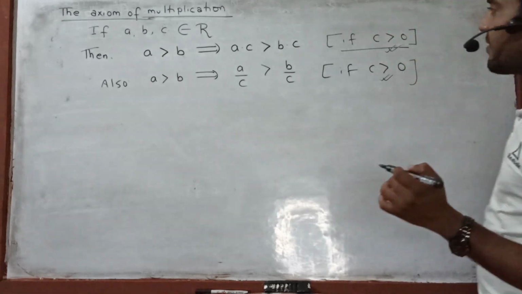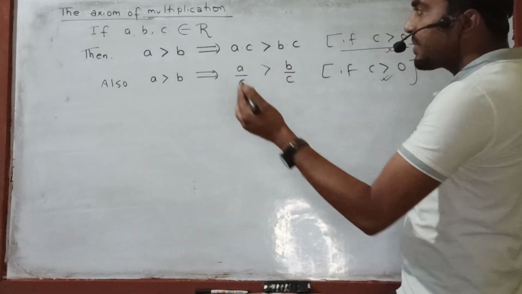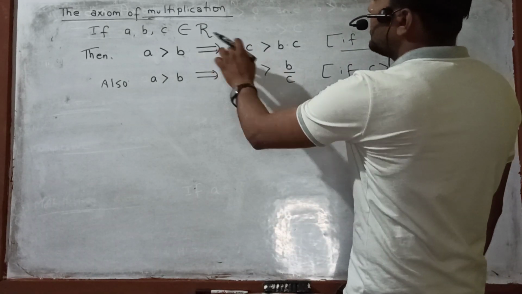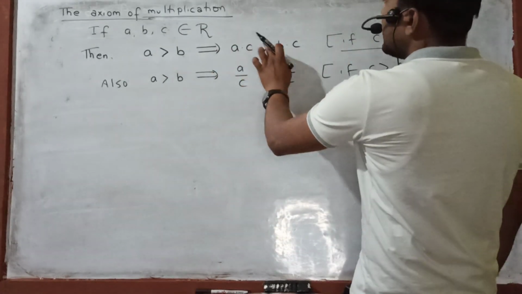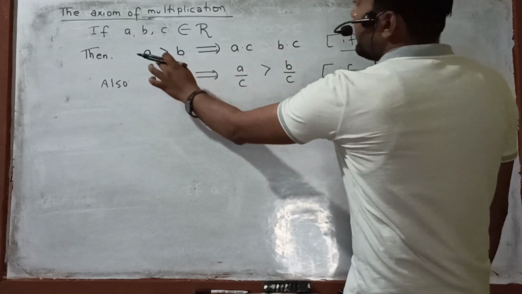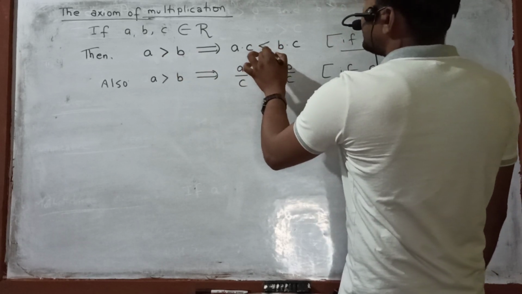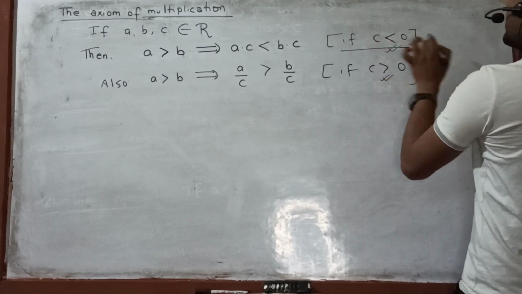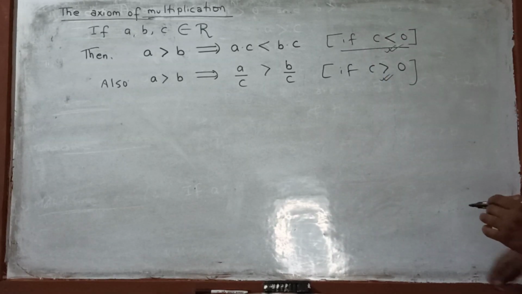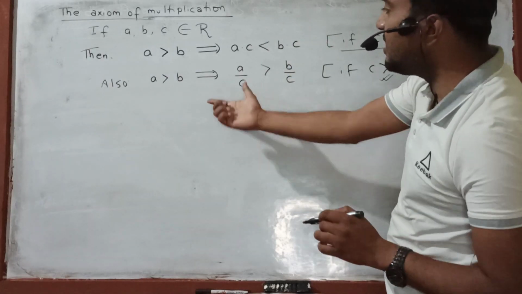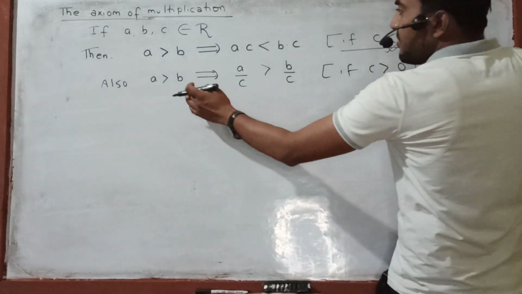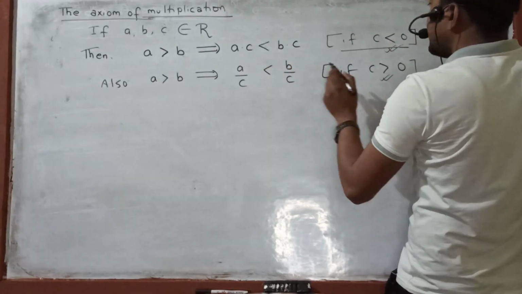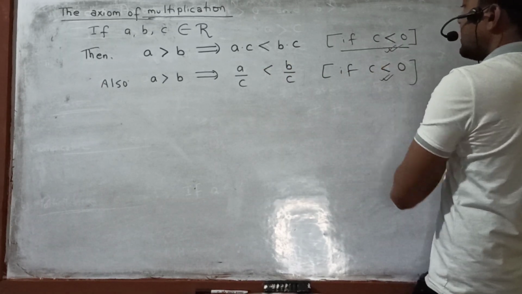And after this, again, if a is greater than b, and we are multiplying an equal quantity on both sides, then ac is less than bc. The sign will be changed if c is a negative number. If c is less than 0, then the sign will be changed. Similarly here also, if a is greater than b, then a by c will be less than b by c if c is less than 0.